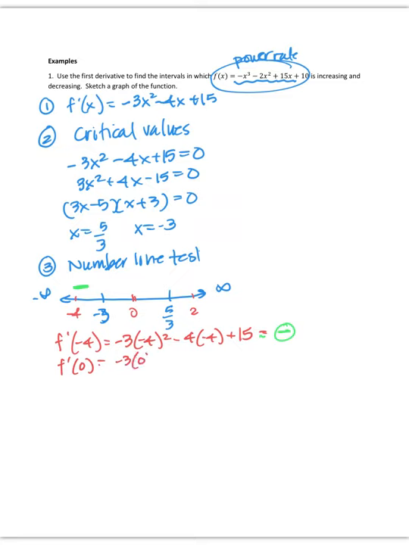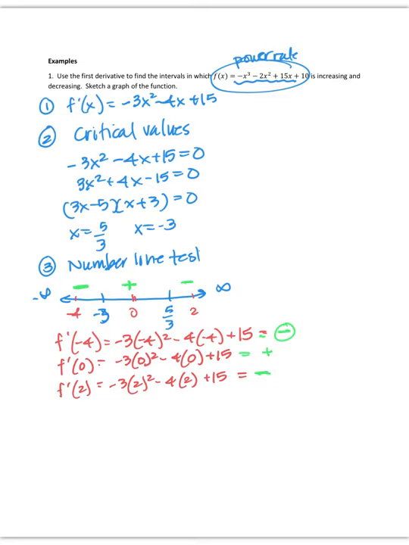Then for the next one, we put in 0. So negative 3 times 0 squared minus 4 times 0 plus 15. That just leaves us with 15, which is positive. So our test of 0 in between negative 3 and 5/3 is positive, which means it's increasing. The next one we are going to do is the 2. Negative 3 times 2 squared minus 4 times 2 plus 15. That would be negative 12, negative 8, plus 15, which is negative. So we would have negative on the right side of 5/3.